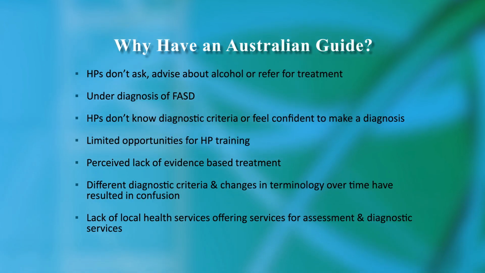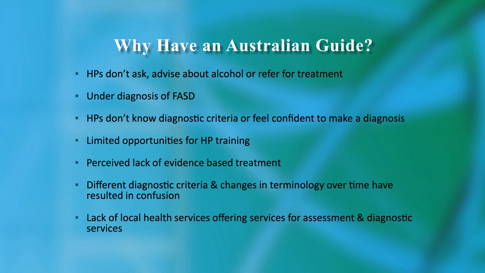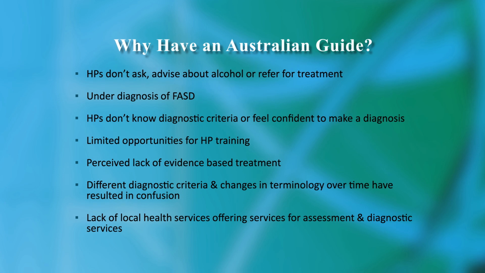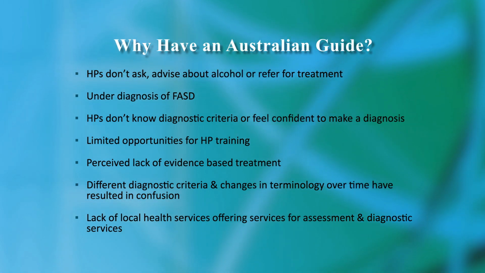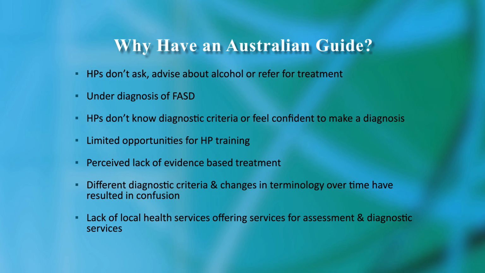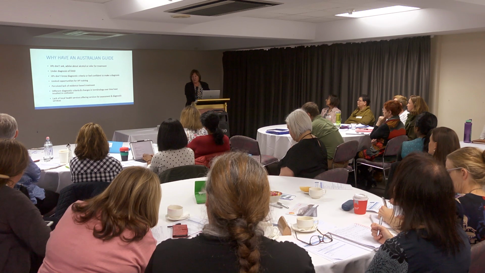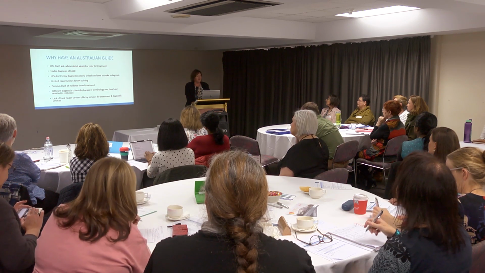Well, we did quite a lot of work in Western Australia in health professionals, and we found that health professionals did not ask about alcohol use in pregnancy. They didn't advise or refer for treatment. They didn't know how to diagnose fetal alcohol syndrome, it was at that stage. Certainly our surveillance data suggests underdiagnosis of fetal alcohol spectrum disorder. There were limited opportunities for health professional training. There's also a perceived lack of evidence-based treatment, and I think that's something we might touch on briefly.